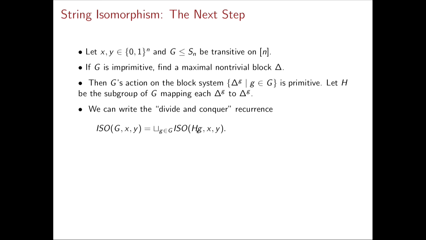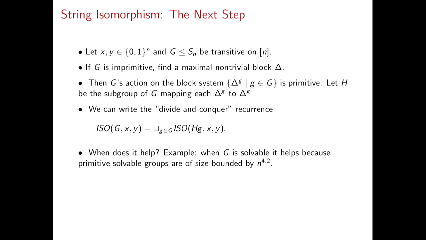So I've just done a very simple divide and conquer strategy, which will allow me to recurse into the subcosets Hg, where H is the smaller group. But the question is, how big is this union? How many coset representatives are there? That depends on the size of G quotient H, which acts primitively on this maximal block system. So the question is, how does it help? And the point is that suppose G is a soluble group, for example, then there is a bound due to Babai, Cameron, and Pálfy, which says that all primitive solvable groups on n elements are of size at most n to the 4.2.